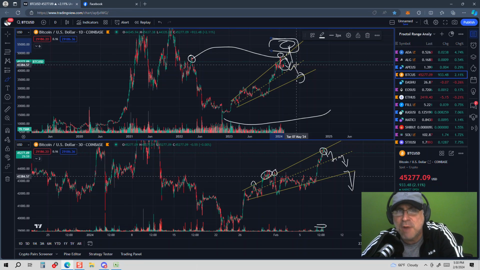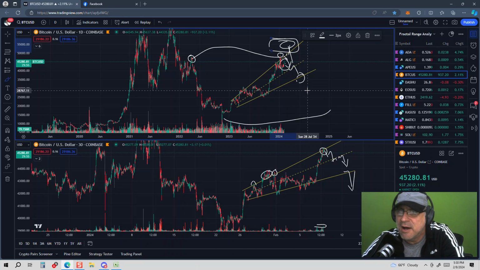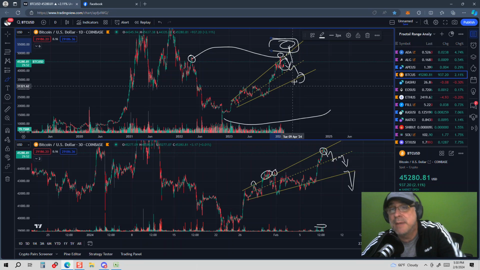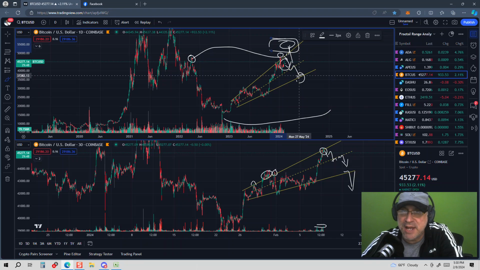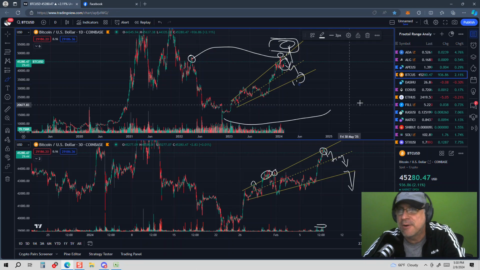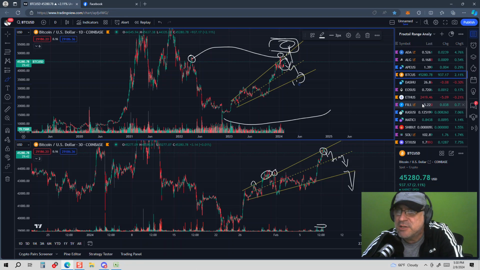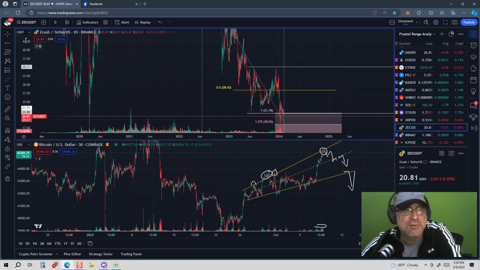So just be smart. I'm not buying Bitcoin. I'm waiting for it to come back down, and I'll be buying below the macro trend support, not micro trend, macro trend. So, all right, that's Bitcoin, and now I want to look real quick at Zcash before I sign off here.